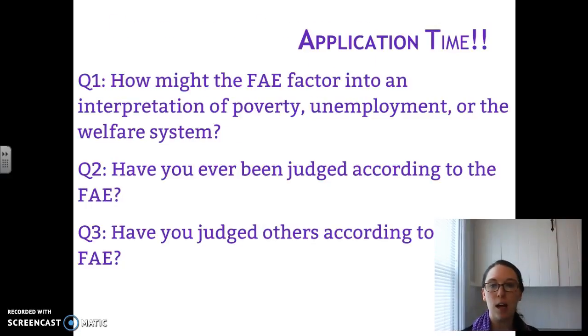So, a couple of questions that I want you to think about. First, how might the fundamental attribution error factor into one's interpretation of poverty or unemployment or relying on the welfare system? Because there are certainly some common interpretations which seem to reflect the FAE. Second, think about if you've ever been judged according to the FAE and if you can identify a time when that has happened. And maybe it worked to your benefit or to your detriment. And then lastly, have you ever judged others according to the fundamental attribution error? But what's really going to be helpful is if you can identify specifically when that's happened.